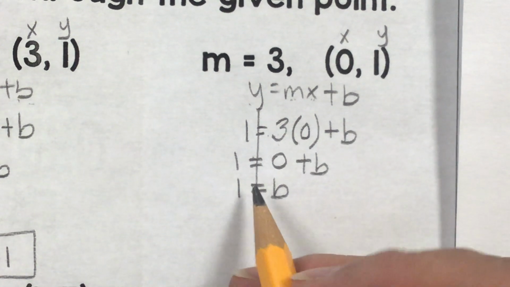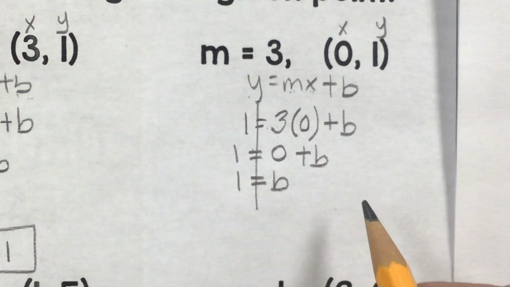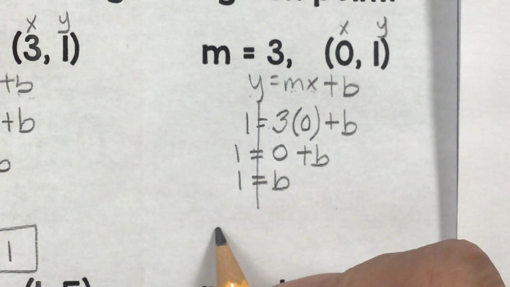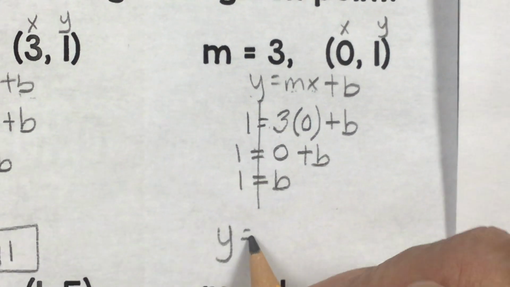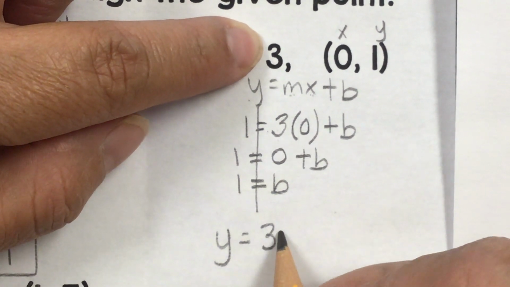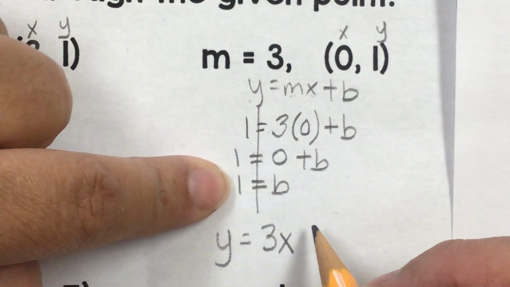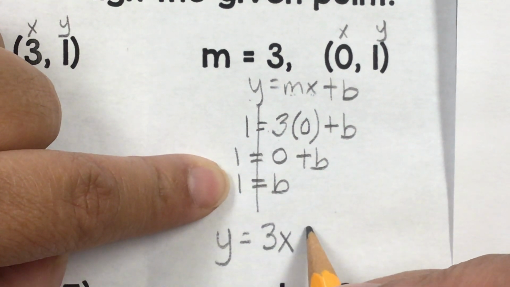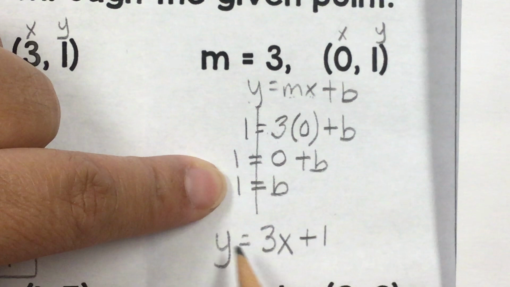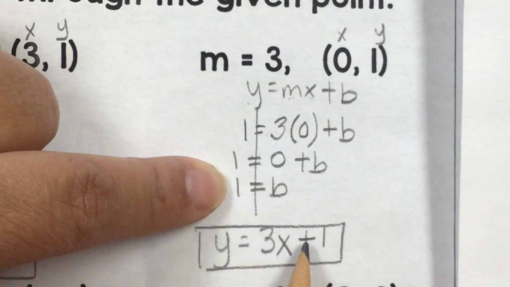Okay, so we're not finished. We solved for the b to get it in slope-intercept form. That means our final answer is y is equal to 3, because that's our slope. We have to write the x because it's being multiplied to it. And then since this became a positive one, we have to write plus 1. And that's your final answer. This is what you're going to be graded on.